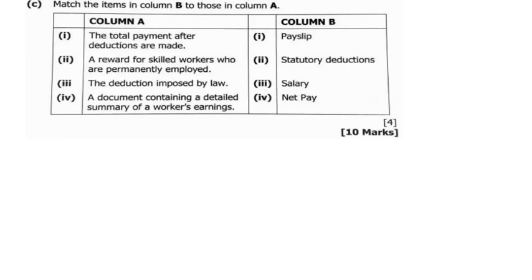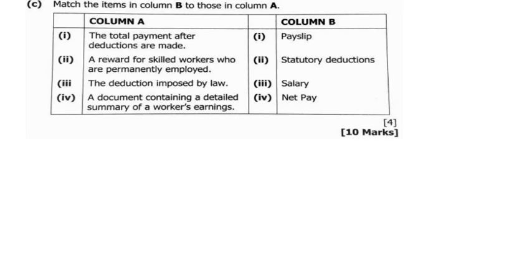Okay, so question 1C was as follows. Match the items in column B to those in column A. Take time and look at the columns given and the details that are inside. So we've got column A and we've got column B.